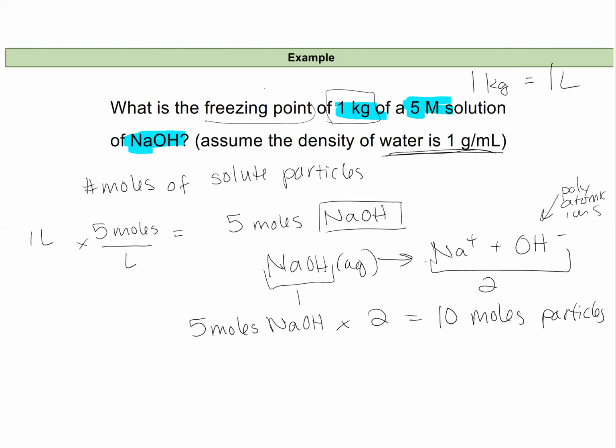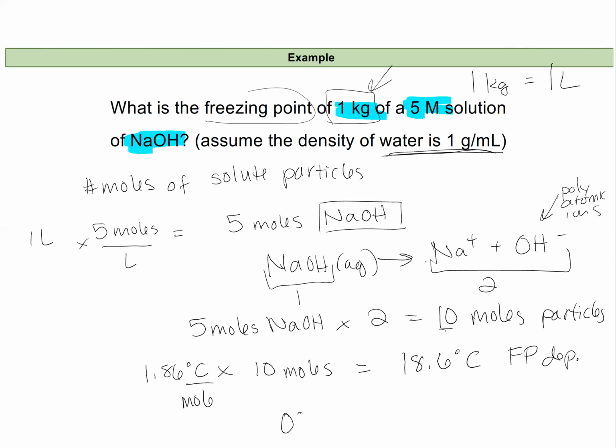And I'm looking at freezing point, so I know that for every kilogram, if I have 1 mole of solute particles, I'll decrease my temperature by 1.86 degrees Celsius. And I'm going to have 10. So if I multiply that by the number of moles of particles I have, I'm going to end up with 18.6 degrees Celsius freezing point depression. So that means I'll go from 0 degrees Celsius frozen water to water that doesn't freeze until it's at minus 18.6 degrees Celsius.